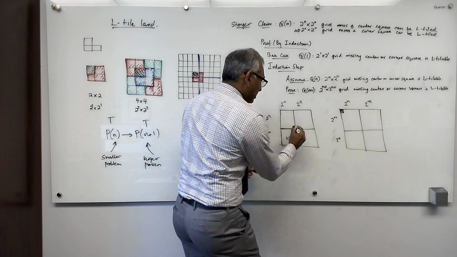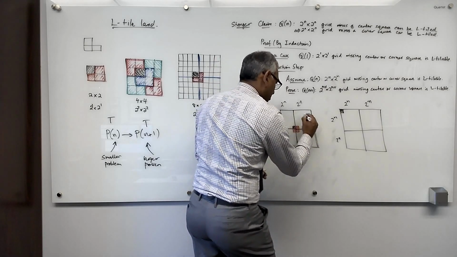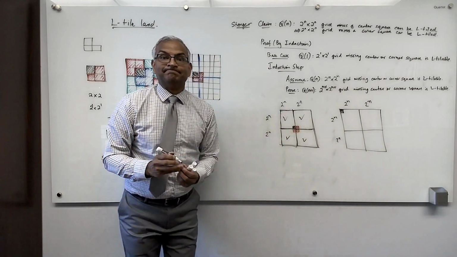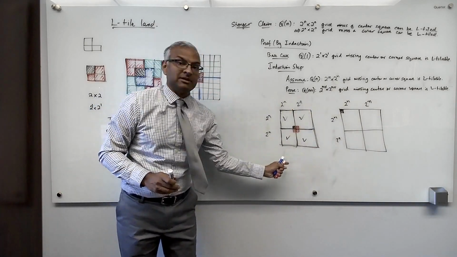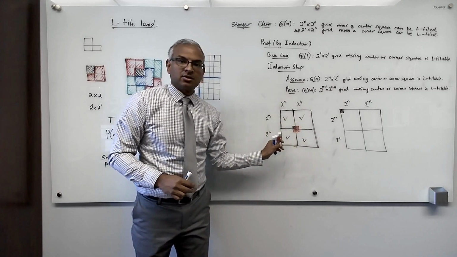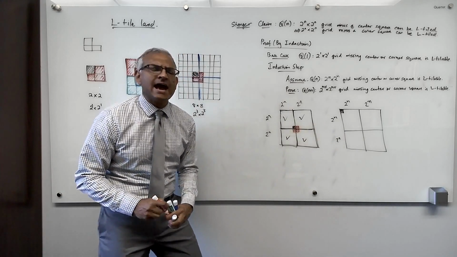So this can be L-tiled on its own. This can be L-tiled on its own. This can be L-tiled on its own, and this can be L-tiled on its own. So that means the whole thing can be L-tiled by just using the independent L-tilings of each subgrid. What about this one? Same idea.